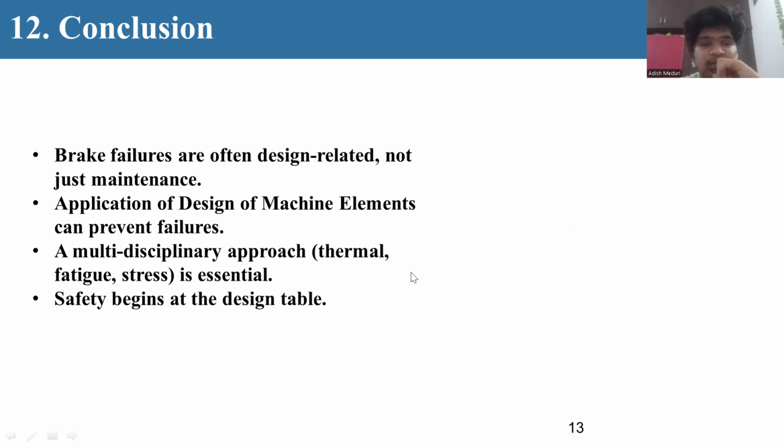So, for conclusion, brake failures are often design related, not just maintenance. Application of design of machine elements can prevent failures. A multidisciplinary approach, including thermal fatigue and stress, is essential. Safety begins at the design table.